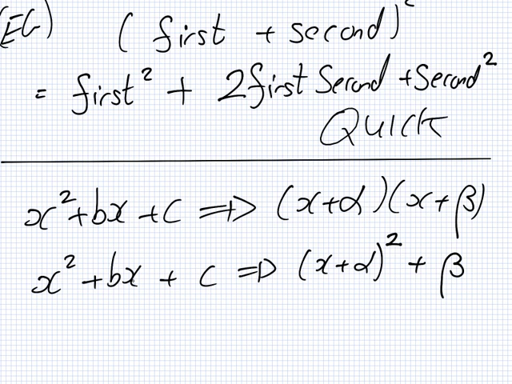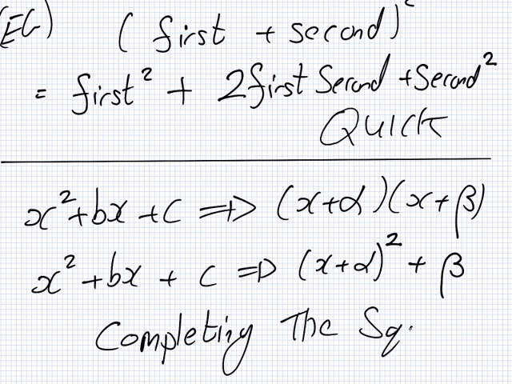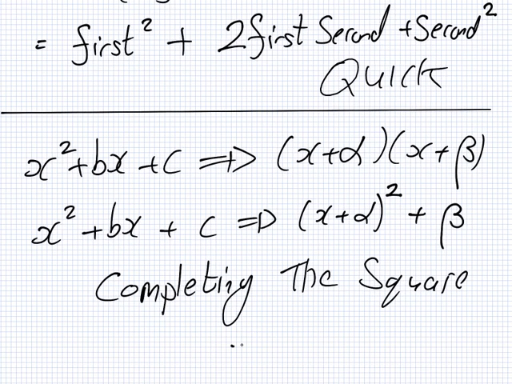So how can we change a quadratic into this form, and what is the verb here? This process is called completing the square. When you take a quadratic and you write it in this form, what I mean by this form is you write it as a square plus a number. That's what I mean by completing the square. So we'll test it out. We'll see how to do this.